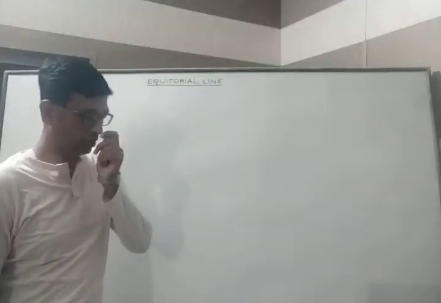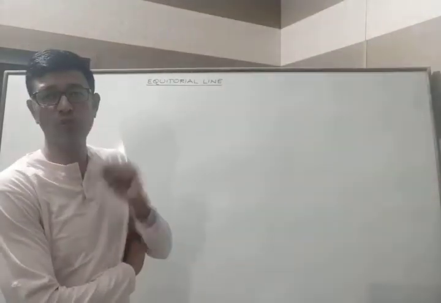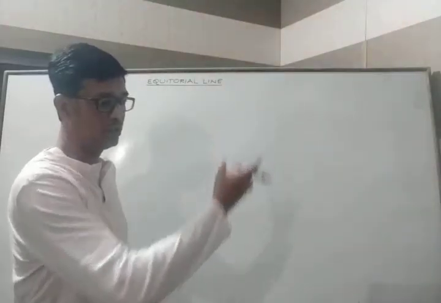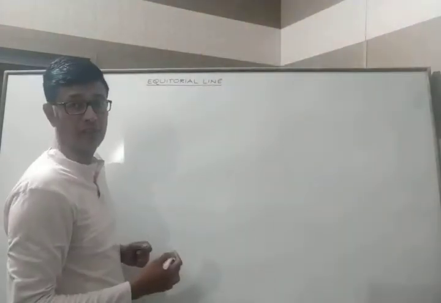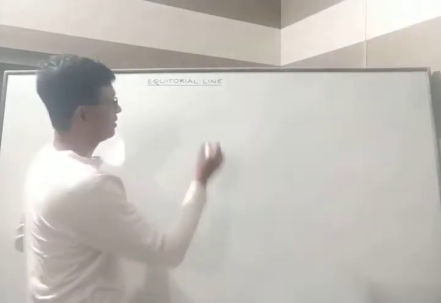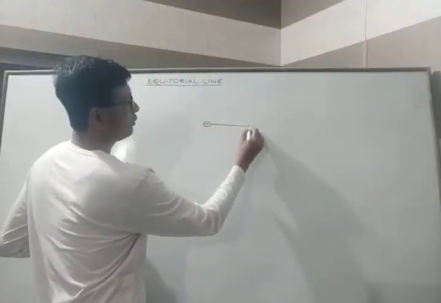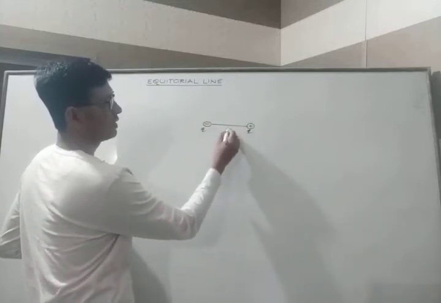Now we will find out the expression for the electric field at a point on the equatorial line. We'll proceed in a similar manner. First we'll draw the vector diagram and then we'll try to find an expression for the strength of the electric field. Dipole, as we all are aware, is a system comprising of two equal and opposite charges separated by a finite separation. This is the center of the dipole.